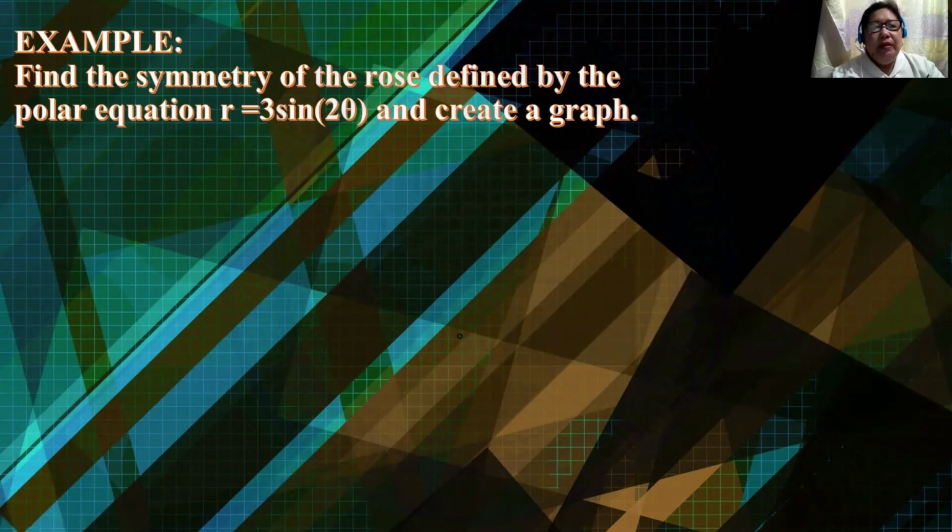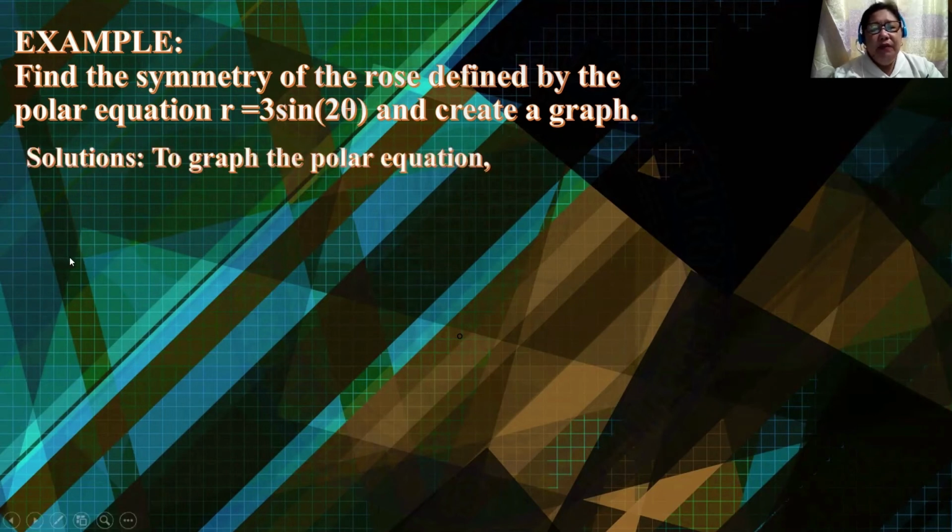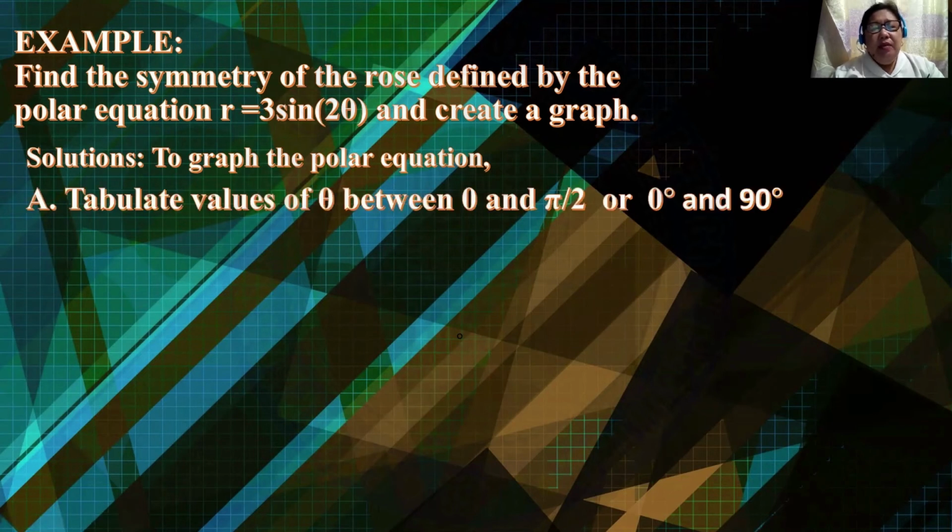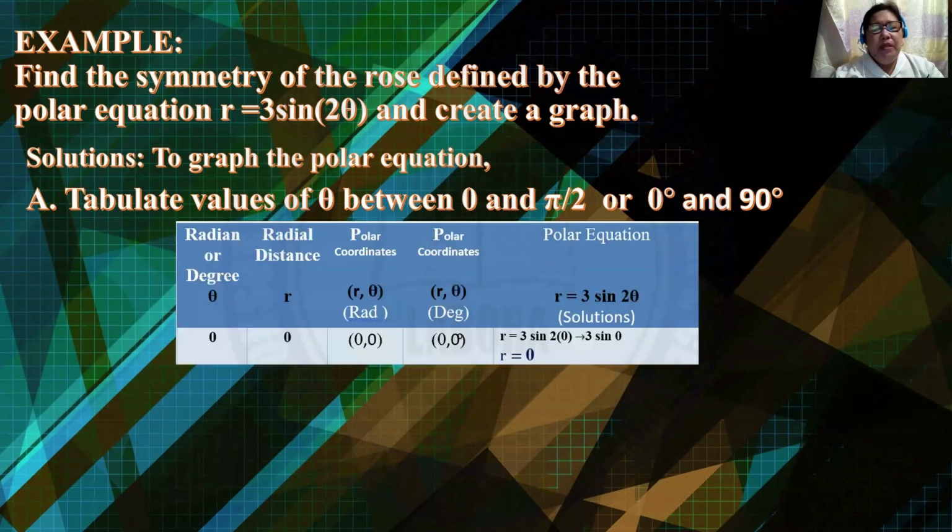For example, find the symmetry of the rose defined by the polar equation r equals 3 sine 2 theta and create a graph. For the solutions, to graph the polar equation, A. Tabulate values of theta between 0 and pi over 2, or 0 degrees and 90 degrees. So, the table will compose radian or degree measure, radial distance, polar coordinates in radian, polar coordinates in degrees, and then the polar equation.